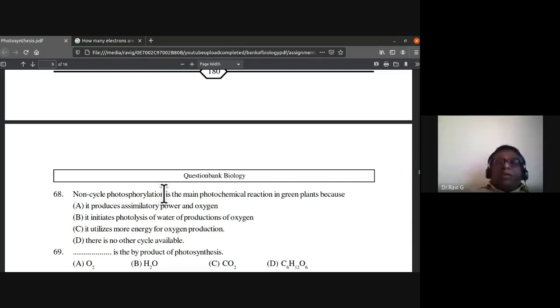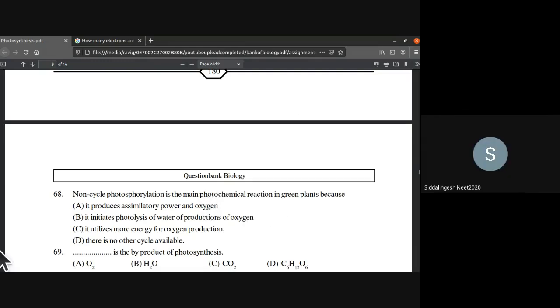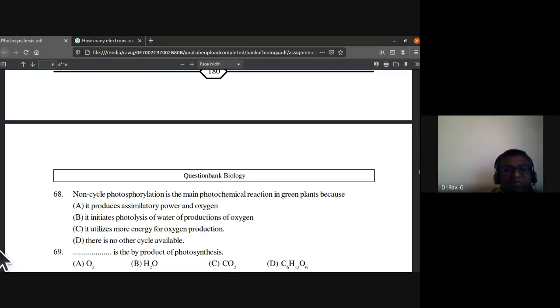Question 68. Non-cyclic photophosphorylation is the main photochemical reaction in green plants because why? It produces assimilatory power and oxygen. It initiates photolysis of water for production of oxygen. It utilizes more energy for oxygen production. There is no other cycle available. So why is non-cyclic photophosphorylation the main photochemical reaction? Yes, A is the answer. It produces assimilatory power and oxygen. So for 68th, A is the answer.